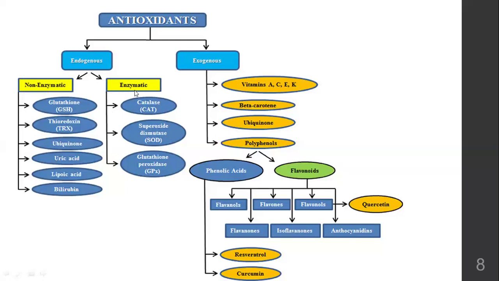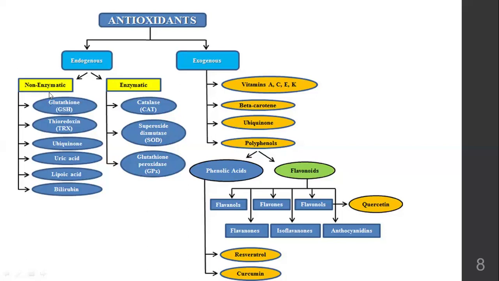Enzymatic means anything that can break down, as enzymes break down: catalase, superoxide dismutase, glutathione peroxidase. These are enzymes that your body produces that can tackle the free radicals. These are the enzymes which have the antioxidant ability to tackle the free radicals produced by your own body.